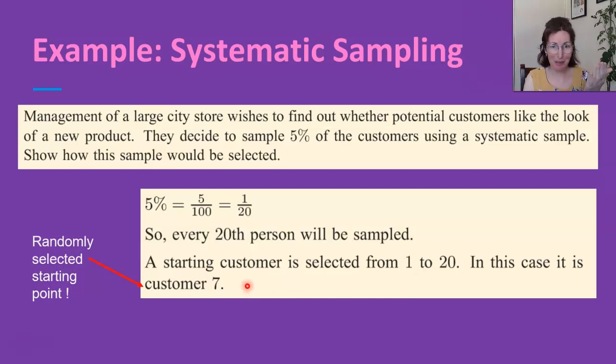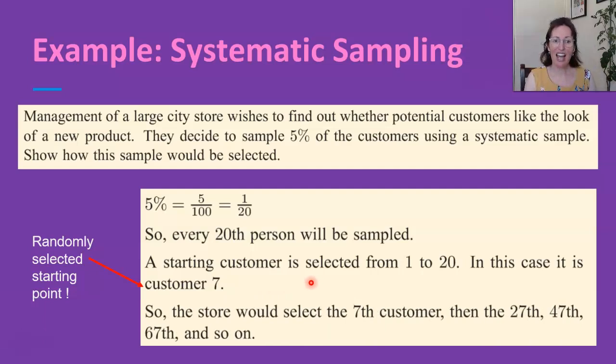Again, using a random number generator on a calculator, they could randomly select any number between 1 and 20. So it doesn't mean you select the 20th person or the first person out of every 20. You should have a random starting point as well. And so that means the store would select every 7th customer.